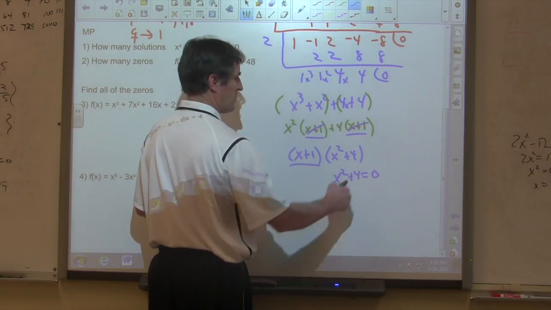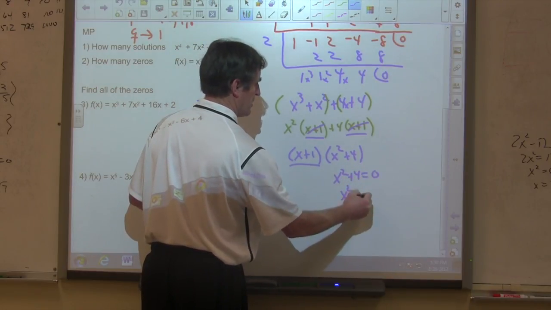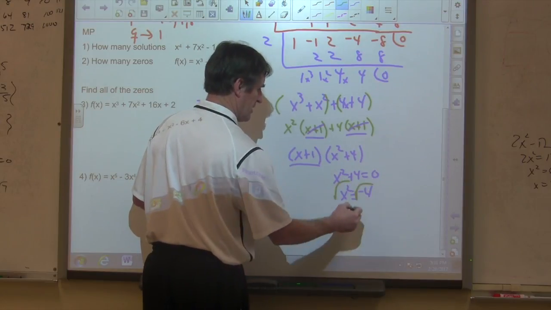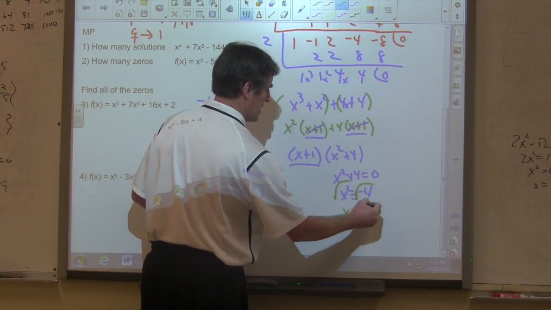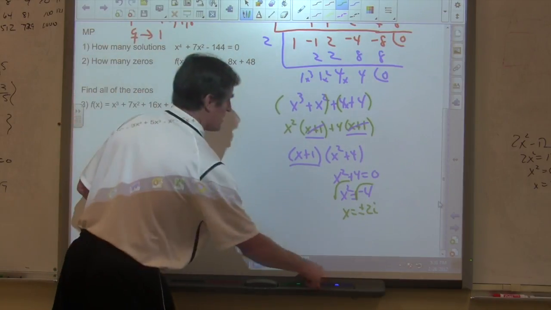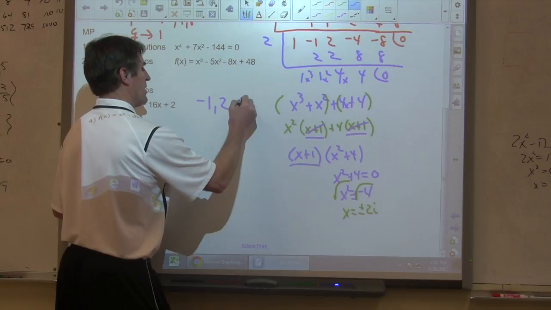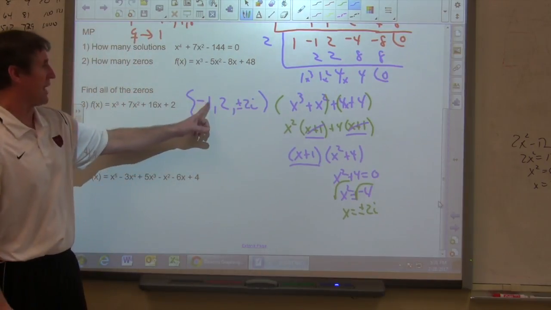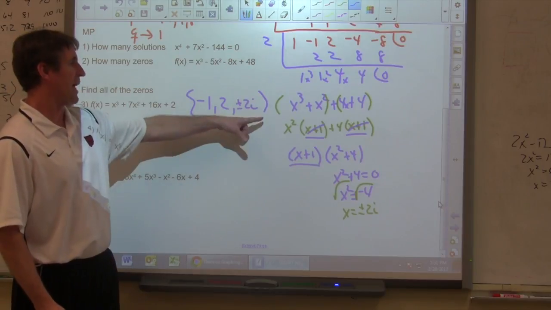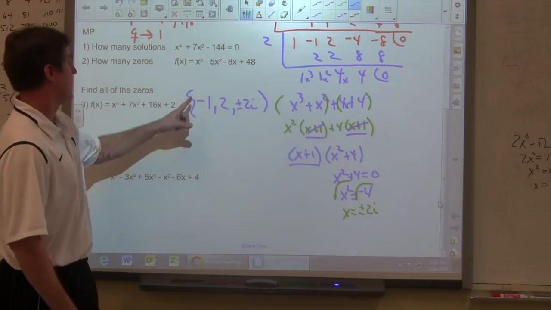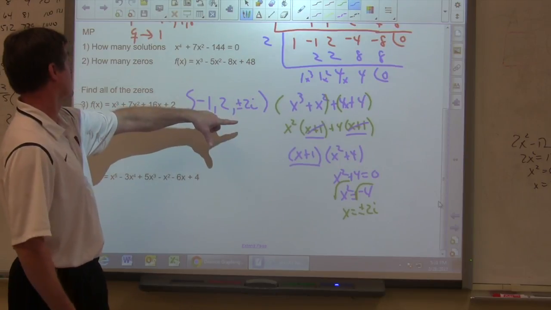So I'm going to set that equal to 0, subtract 4, and then take the square root of both sides. And so we get x equals plus or minus 2i. Now again, I only have 4 solutions here, -1, 2, 2i, and -2i. But remember, we had -1 occurring twice. So that gave me my 5 solutions.